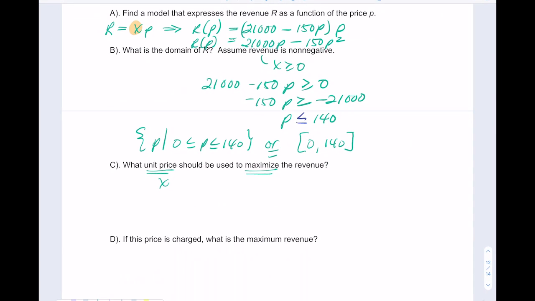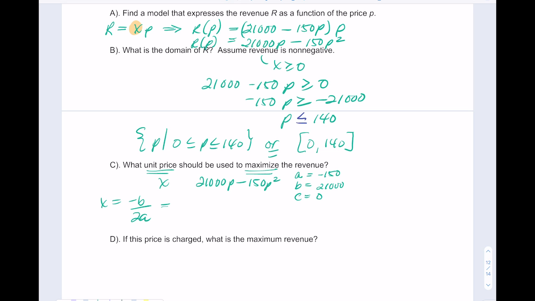So what we're going to do is just find the X value of the vertex, which, remember, the formula is negative b over 2a. So I need to look at my equation, which was this. And I need to find my a, b, and c. So a is always attached to the squared term, so a is negative 150. B would be attached to the linear term, so that's 21,000. And there is no c, it's 0.